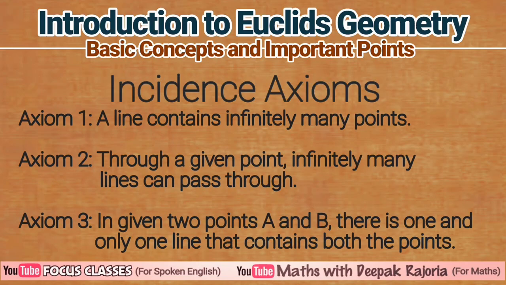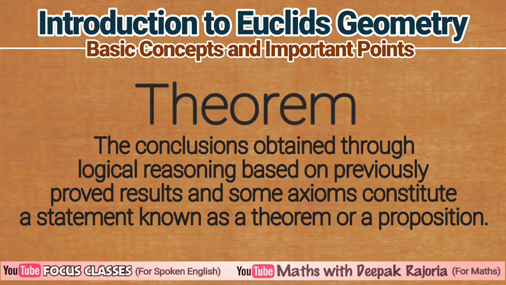Incidence axioms. Axiom 1: a line contains infinitely many points. Axiom 2: through a given point, infinitely many lines can pass. Axiom 3: given two points A and B, there is one and only one line that contains both the points. Theorem: the conclusions obtained through logical reasoning based on previously proved results and some axioms constitute a statement known as a theorem.